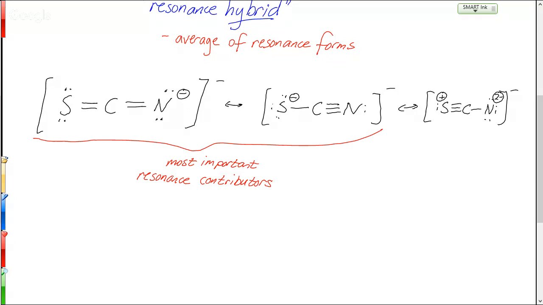So of these 2, which do you think is the most important resonance form? Which one contributes most to the overall structure? The first one or the second one? Because in this case, they're not equal. Ozone, they were equal. This is not equal because either you've got a negative charge on nitrogen or a negative charge on sulfur. Those are 2 different things. So which is better from an energy standpoint? Which is more stable?